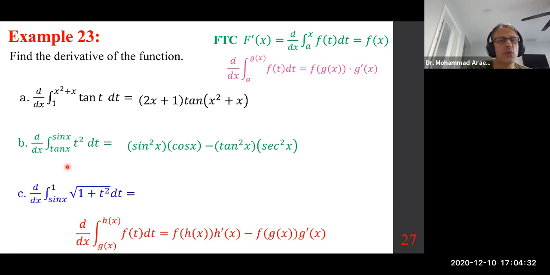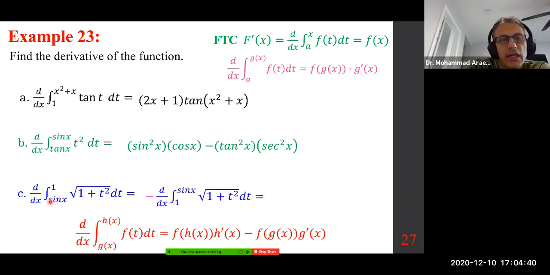Okay, how about this one? We are going to rewrite it with a negative sign and interchanging 1 and sine. Notice the negative sign. Notice 1 goes down, sine goes up. The upper limit becomes the lower limit, and the lower limit becomes the upper limit.